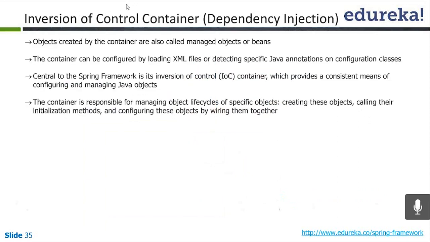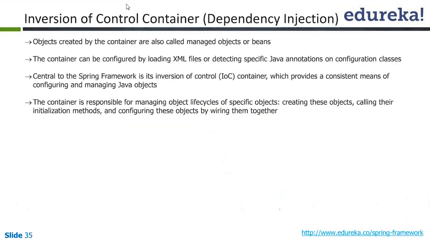Next, the inversion of control container, which we call the IOC container, and dependency injection. Objects created by the container are also called managed objects or beans, because the objects are created by the container and they have a life cycle associated with them. In such cases, your classes will be treated as beans. Since the start of the class I was talking about beans. What is a bean? It is nothing but an object created by a container. We call it a managed object or bean because those objects are associated with a life cycle, and the entire control of that bean is with the container itself.